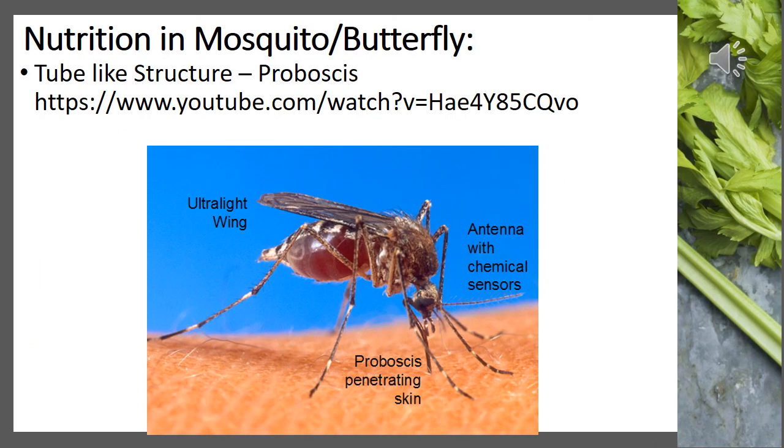When it comes to nutrition in mosquitoes, they have a tube-like structure called the proboscis, which is attached to their mouth. Mosquitoes use the proboscis to suck the blood of animals and humans. And butterflies use the proboscis to suck the nectar from flowers. Here is the link provided where you can see how the mosquito sucks the blood with the help of the proboscis.